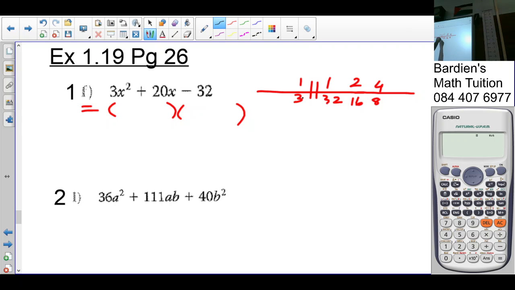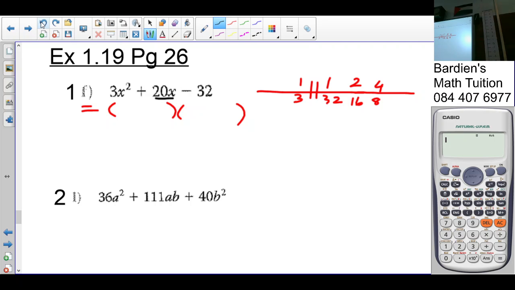So 3 times 4 is 12. And that's going to be 8. 12 minus 8 is 4. Not what I'm looking for. What am I looking for? 20. 1 times 16 is 16. 2 times 3 is 6. You subtract, you get 10. Still not what I'm looking for. That's going to give you 3 and 32. 32 minus 3 is 29. Still not.